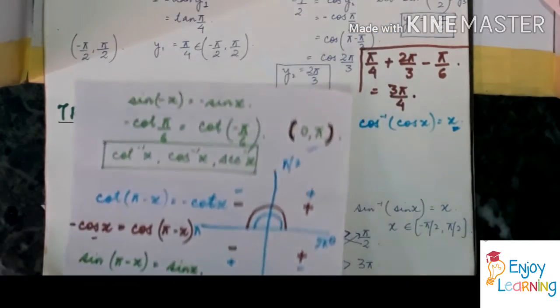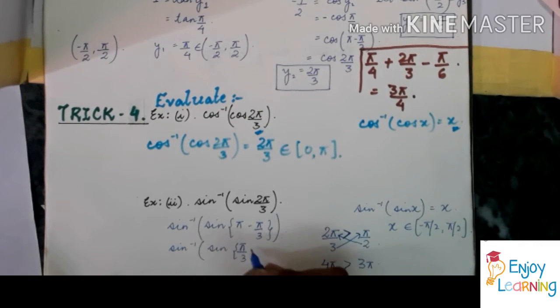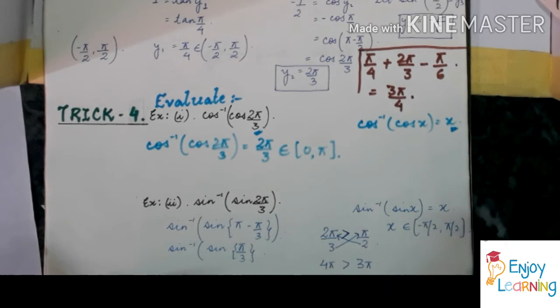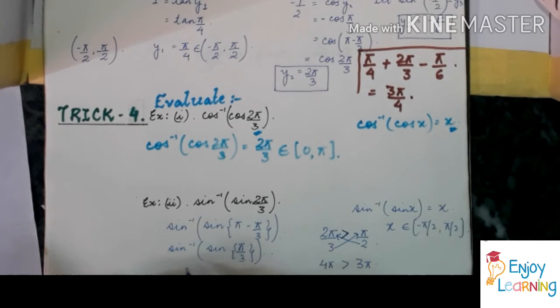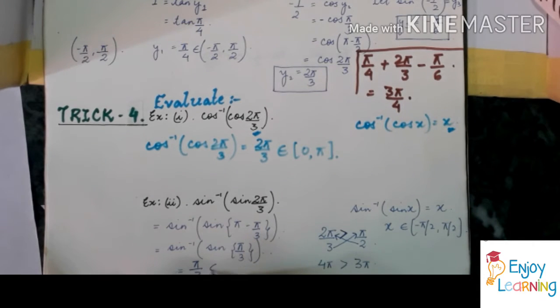Okay. So here you have to do this. Sine pi minus pi by 3 is equal to sine pi by 3. So now you can use this property. Why? Because pi by 3, 60 degree is less than 90 degree. It lies in this range. So you can use this property, that is sine inverse sine x is equal to x. It is equal to this pi by 3 because it lies in the principal value branch.